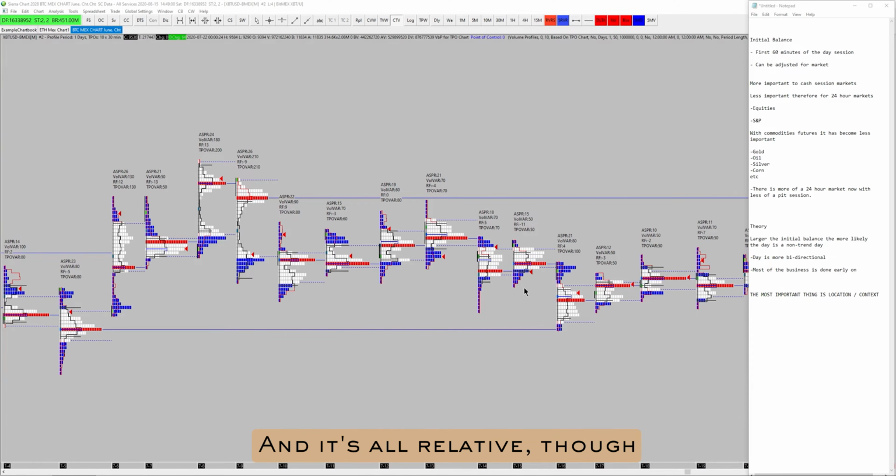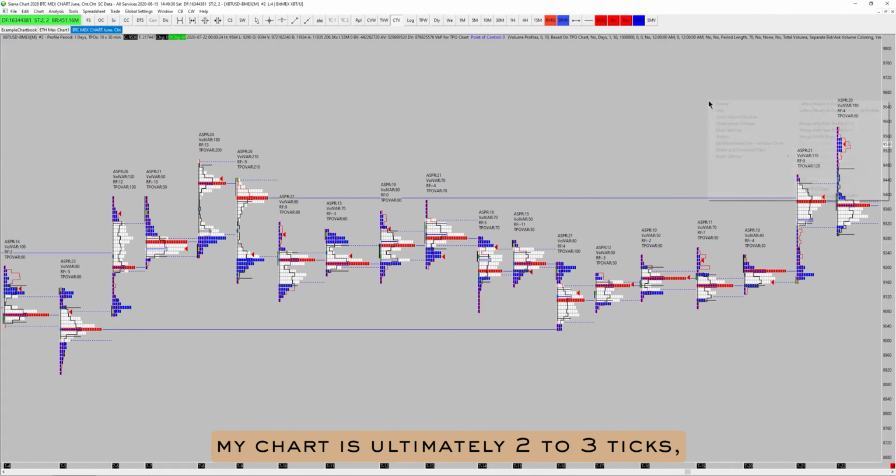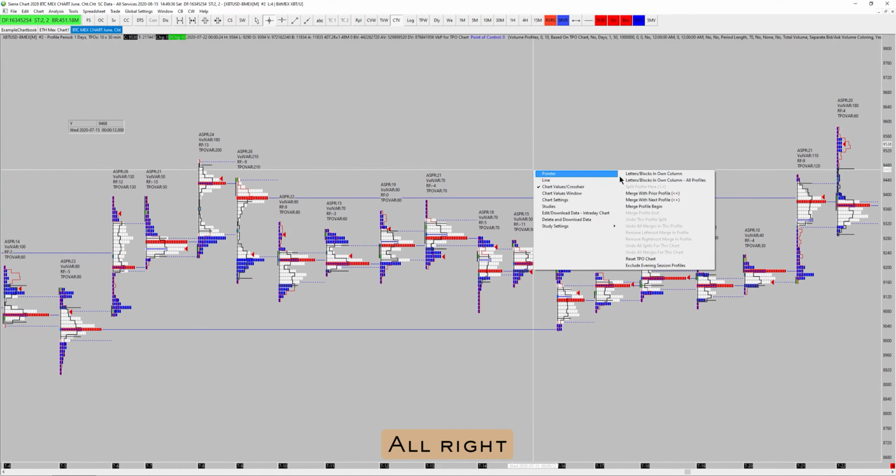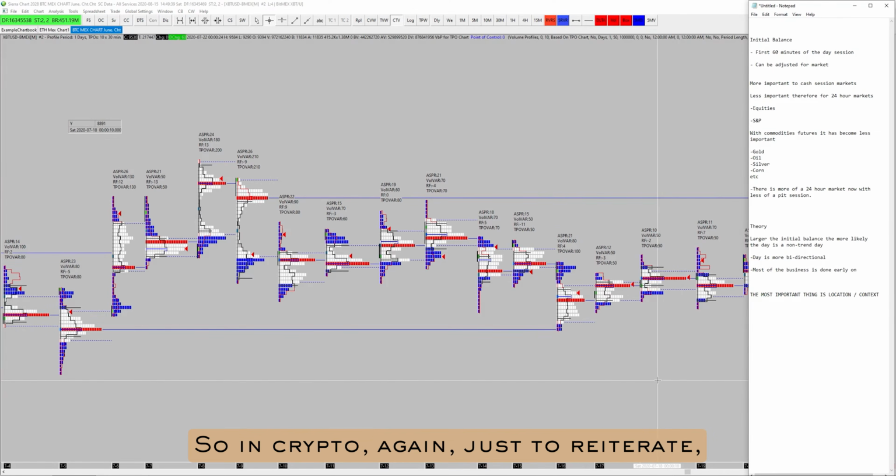Okay, and it's all relative though, so you have to be able to discern based on the standard expected range for a day within a market in relation to that initial balance. So there's going to be a question of what constitutes a small initial balance versus a large initial balance. For this setting, what I'm looking at right here, a small initial balance for me might be 2 to 3 ticks, which on my chart is essentially $20, $30.